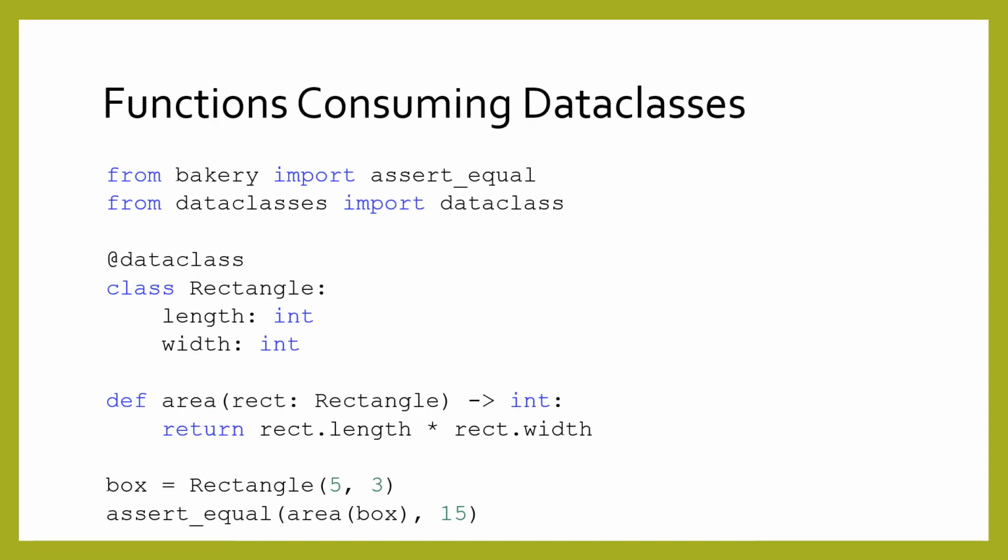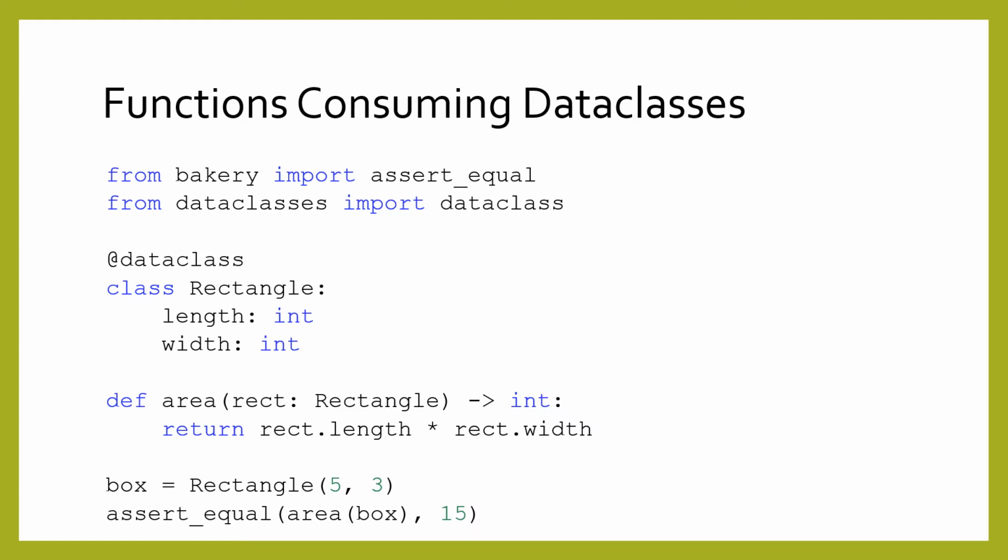In the program shown here, we have moved the multiplication inside of a function to create a reusable area function that consumes a rectangle instance and produces an integer. Notice the rect parameter, which has the type rectangle, matching our previously defined data class. In the assert_equal, the parameter is matched to the corresponding argument, which in this case is the variable box. That box is containing an instance of the rectangle data class created using its constructor.